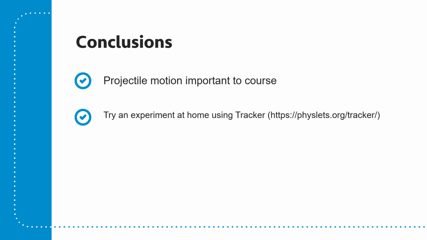Projectile motion is really important to the course, and if you get a chance, and I know you're kind of overwhelmed with a lot of stuff, it's worth trying something called Tracker, where you can do projectile motion and sort of film it with your cameras. It works with a cell phone superbly, and see what's happening in these cases.